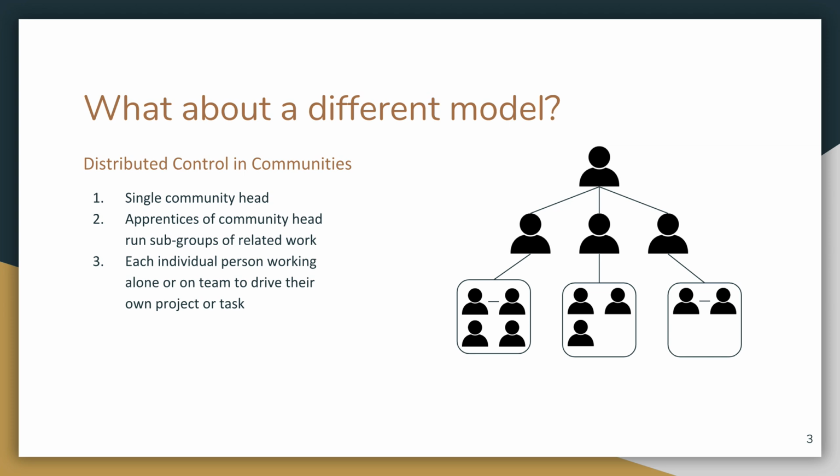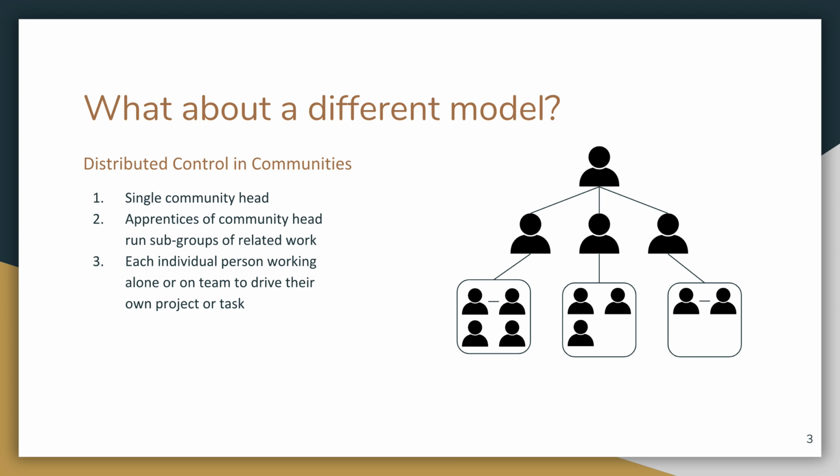So if you wanted to have a community where you have distributed control over different projects and different pieces of the work, you could imagine a scenario where there's a single community head who runs the community and gives general direction and guidance, but then there's a hierarchical structure, so that there are apprentices of the community head who actually run individual subgroups where people in the community are doing different kinds of work, driving some of their own work.